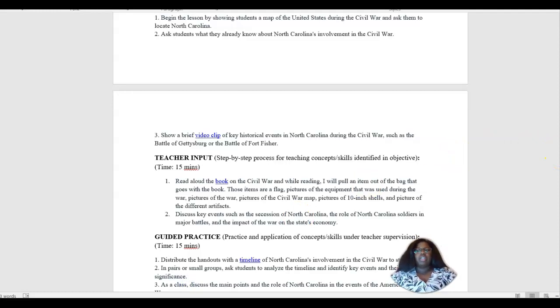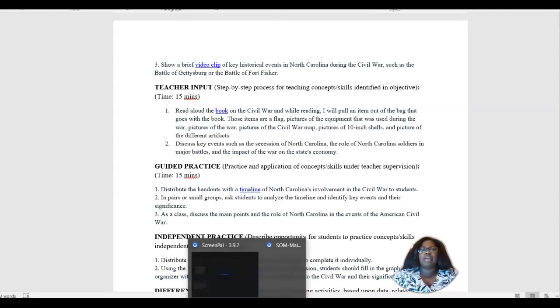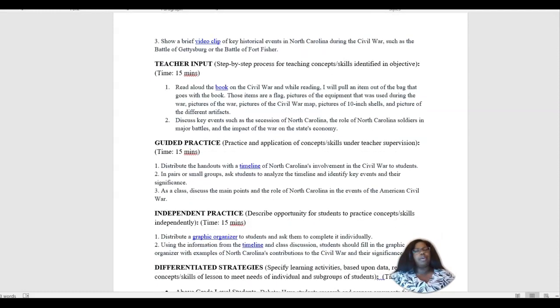All right. Next thing we are going to do, we're going to shift a little bit and start reading aloud the book. I'm not going to read it within these next few minutes, but if we were in class, we would read the whole book and summarize everything that was going on. I skimmed through it, and while I'm reading, I'm going to pull a few pictures from the bag of items that were used during the Civil War, or things that happened around the Civil War or were out during that time.